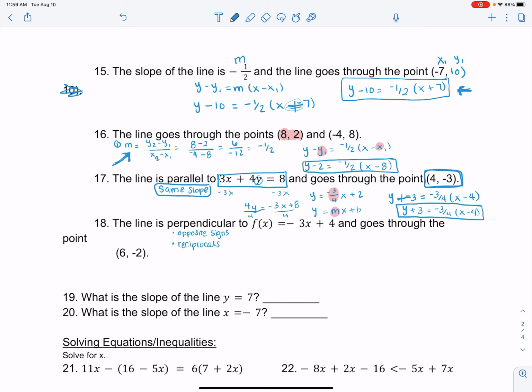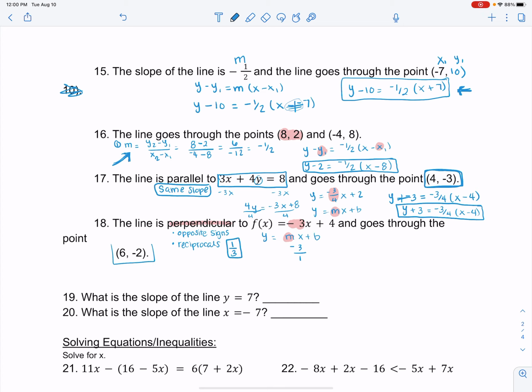So if this is written in f of x, which is the same as y equals, so this is written in y equals mx plus b. So my slope, m, is negative 3. But if I need a slope that's perpendicular to that, then I'm going to change it. So this slope is negative 3 over 1. My perpendicular slope is going to be an opposite sign, so positive, and reciprocal, so 1/3. That's the slope I'm going to use.